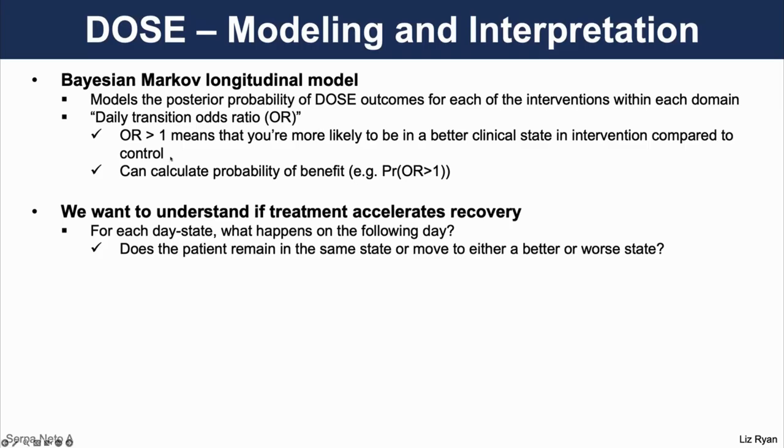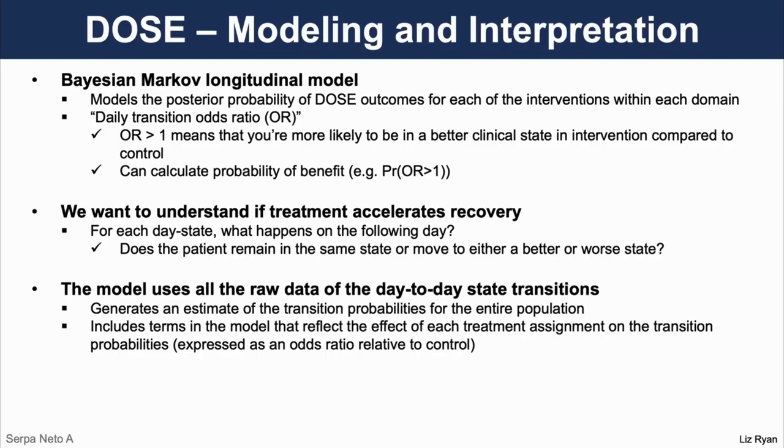Basically, what we do with this model is try to understand if the intervention accelerates recovery compared with the control arm. So for each day and state, we investigate what happens on the following day. The question is, does the patient remain in the same state, like ECMO and ECMO, or move to a better or worse state the next day? And this is what the odds ratio will represent.